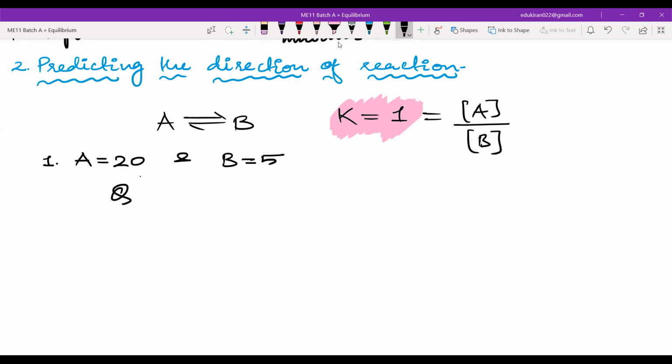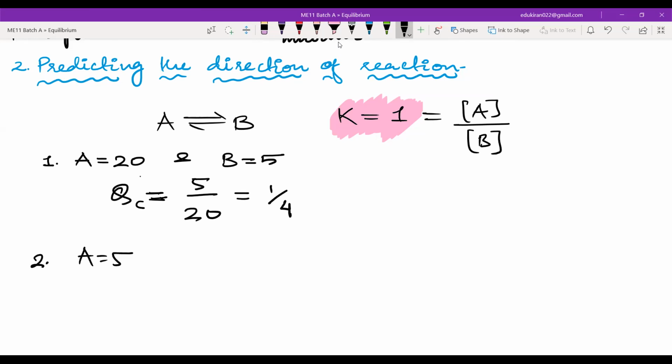We write the QC. That means, what is the Q? Because it is not in equilibrium. Initially, we are taking it is not in equilibrium. That's why we are writing QC, which is equal to 5 upon 20. Now B upon A, so this will be equal to 1 upon 4. Don't write these things. Secondly, let us take A is equal to 5.